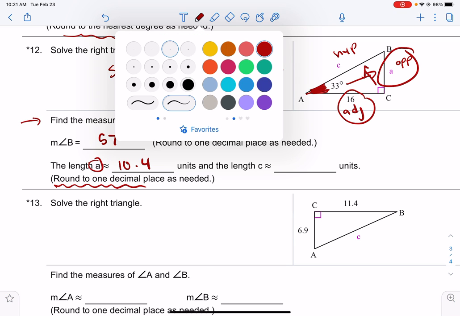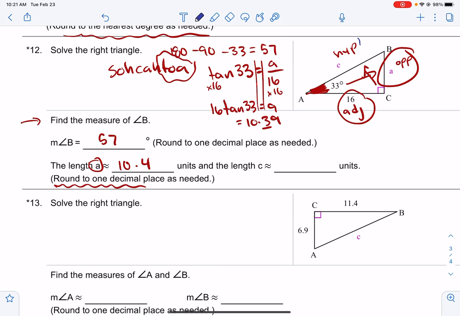Now I need to find C. Now to find C, which is my hypotenuse, I could use A now that I know what it is, but what if I did it wrong? And not only that, but I rounded A, so I don't want to use A. I want to use adjacent. I want to use the 16 because I already know that that is the correct answer for the adjacent.